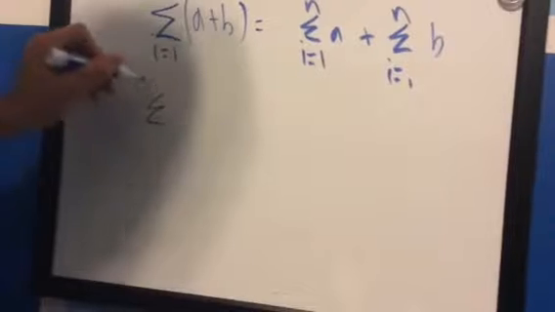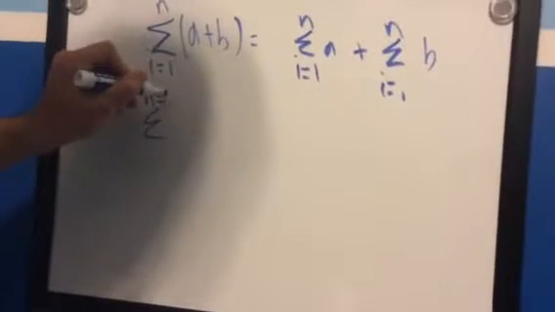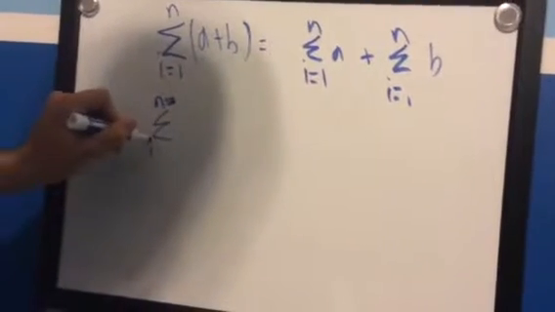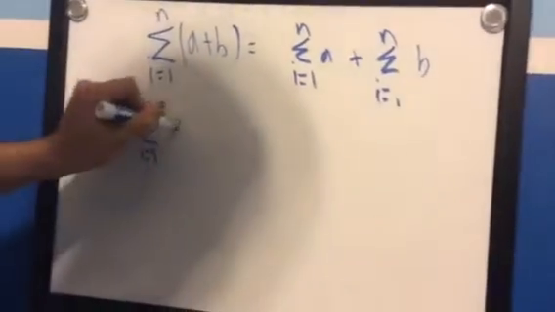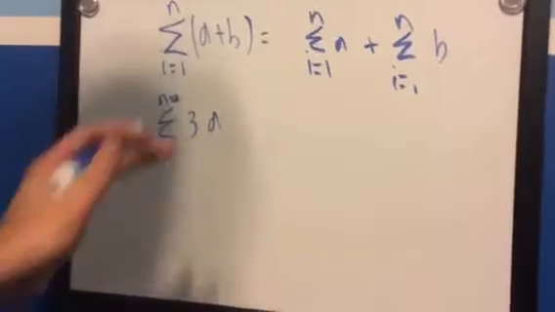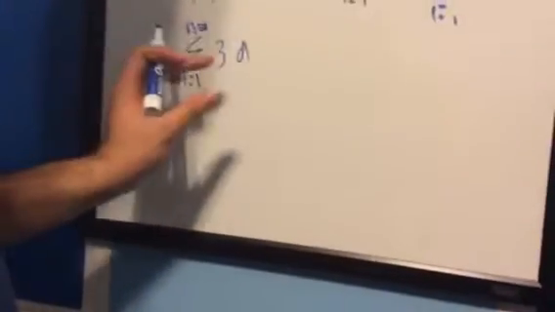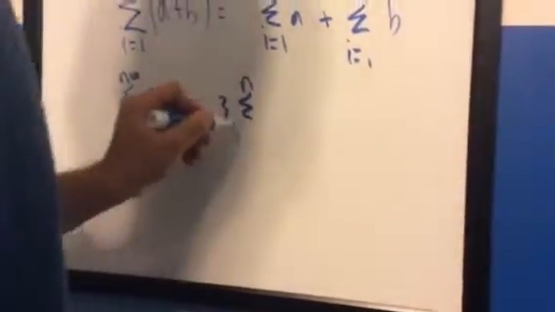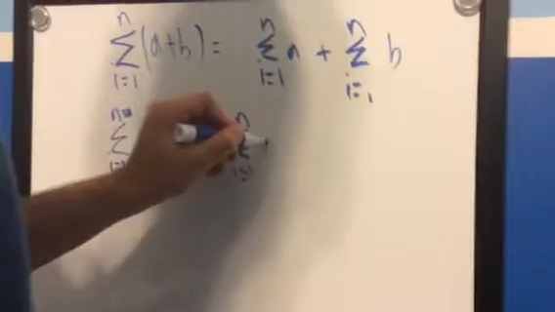Now let's look at the other summation rule. Let's say, for example, you have 3a. The other rule tells us that whenever we have a constant value, we are able to remove it and put it in front of the summation. So this can be rewritten as 3 times the summation from i equals 1 to n of a.